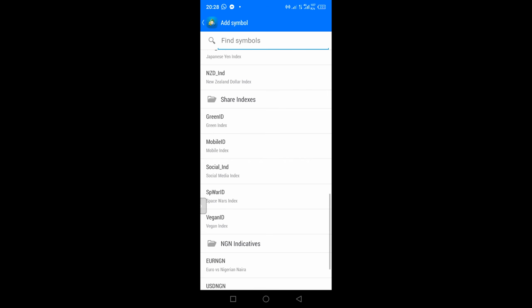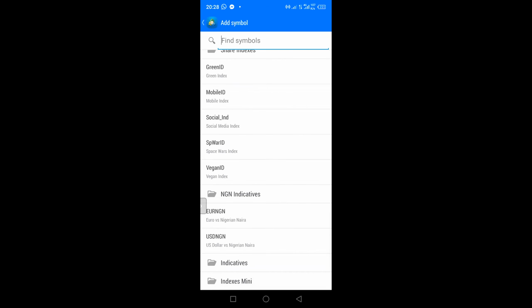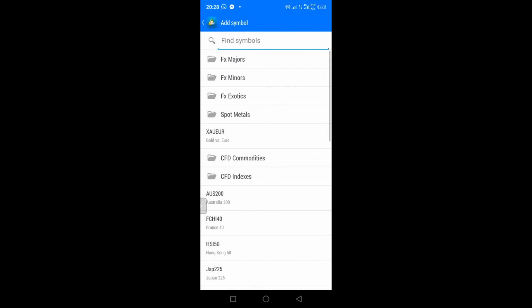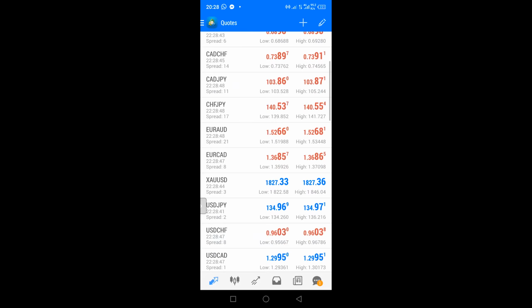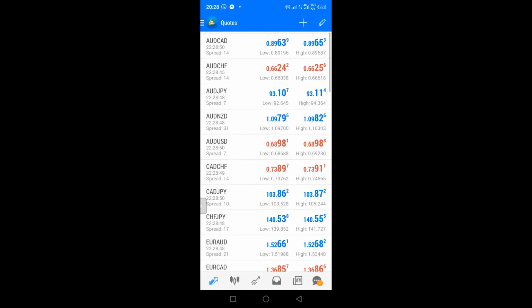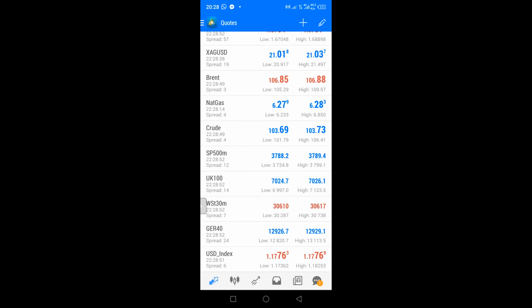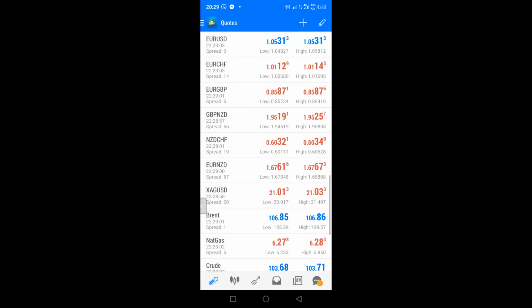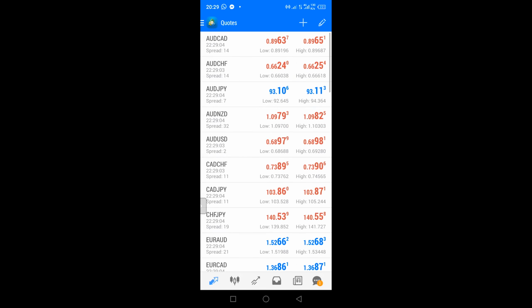So, Nigeria indicatives. What was this one? I've never tried it before, so just leave that. Right, so you could add all of those things. If I go back, you find everything I've added will show here, right? You see the US index beneath and German 40, US 30, that's Wall Street 30, UK 100, SPX 500, and the like. They are all there. Crude oil, natural gas, everything I just added are here. So here I have my quotes.